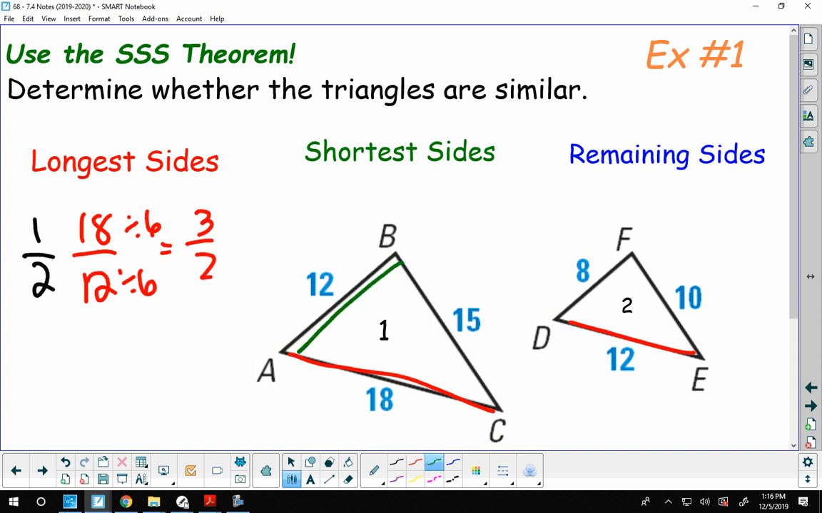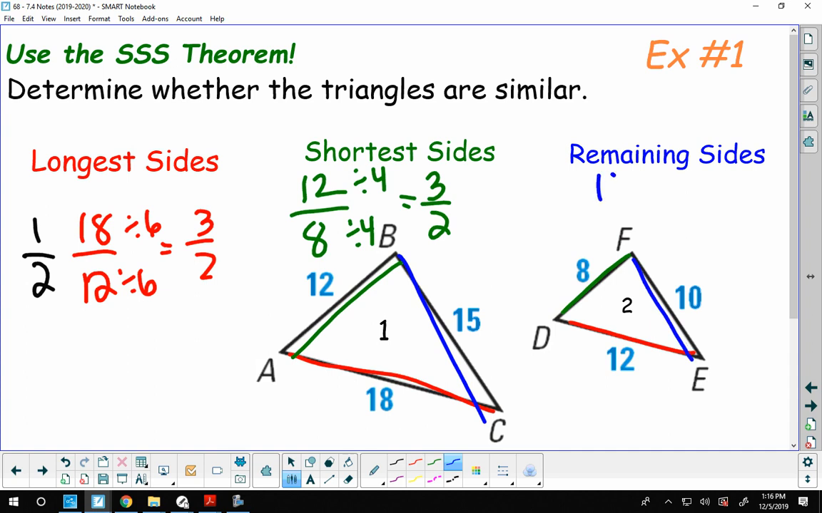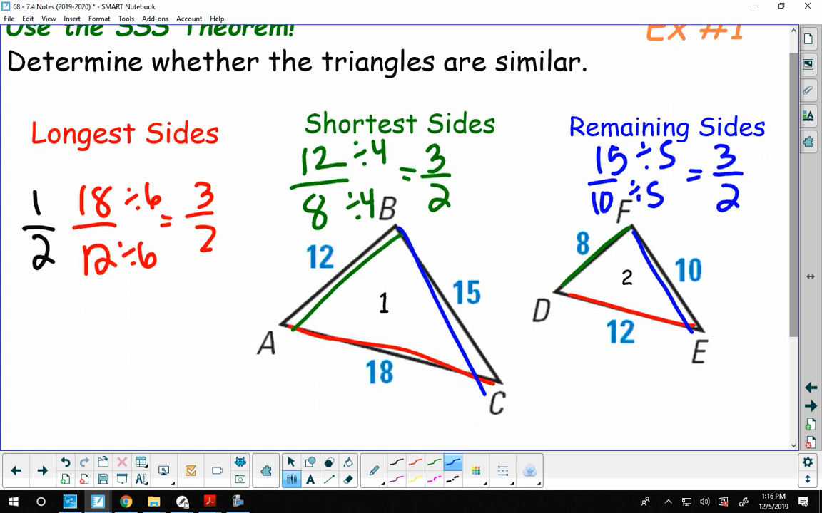Shortest sides are 12 and 8. So 12 in figure 1 over 8 in figure 2. We can take a 4 out of both of those, and that simplifies to 3 halves. And then remaining sides, 15 compares to 10. We can take a 5 out of both of those, and that simplifies to 3 halves. So yeah, 3 halves equals 3 halves equals 3 halves. Therefore, my triangles are similar.